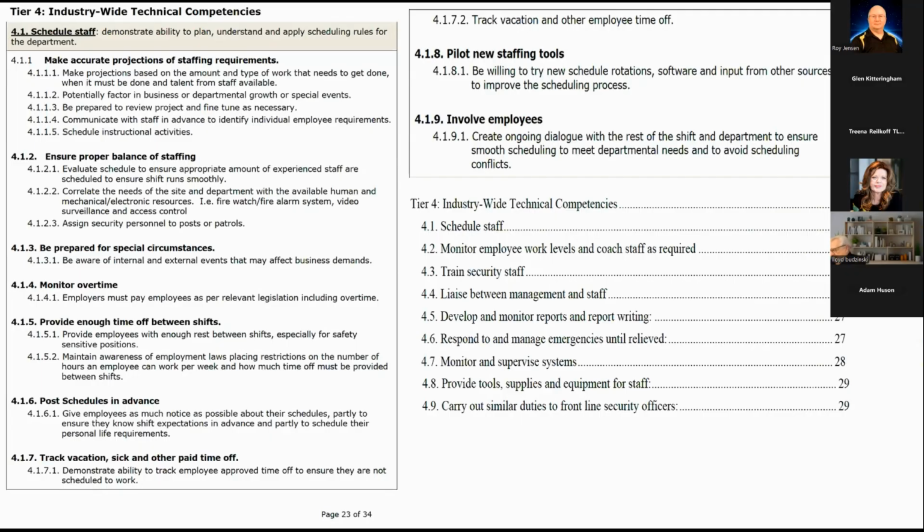They have to make accurate projections of staffing requirements. They have to ensure proper balancing of staffing. They need to be prepared for special circumstances and special events. They have to monitor overtime. They have to provide enough time off between shifts to meet legislative requirements. Post schedules in advance. They have to track vacation, sick, and other paid time off. They have to be able to potentially pilot new staffing tools, and they've got to involve employees. When I first looked into it, I was absolutely shocked.